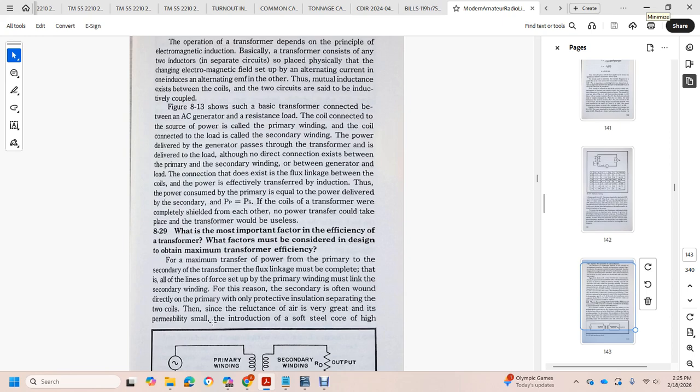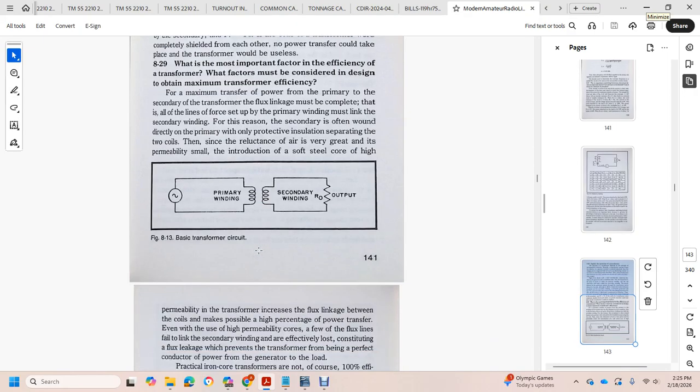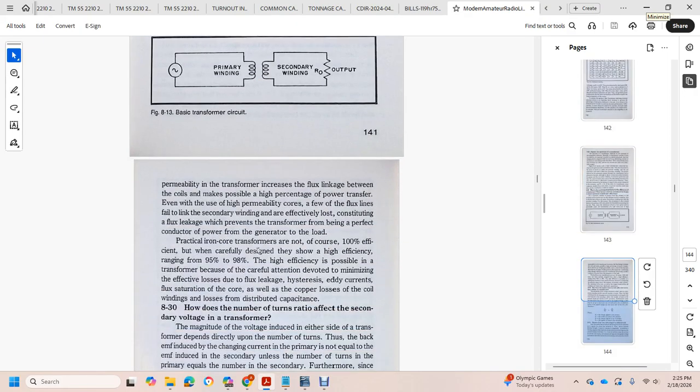directly over the primary, with only the protective insulation separating the two coils. The reluctance of the air is very great, so a soft steel core of high permeability is used to increase the flux linkage between the coils, giving the maximum possible percentage of power transfer. Even with high permeability cores, a few flux lines fail to link the secondary winding, which is an effective loss constituting flux leakage and prevents the transformer from being perfectly efficient in transferring the power of the generator to the load.